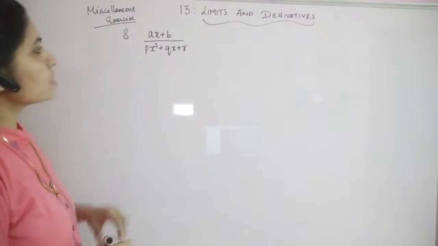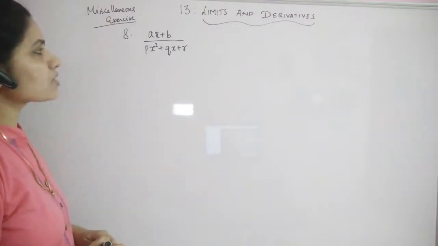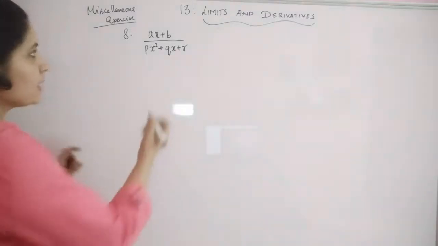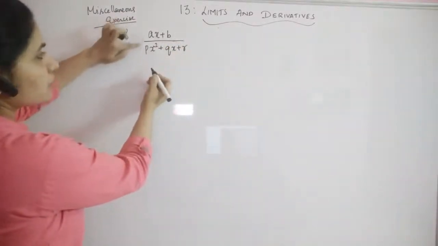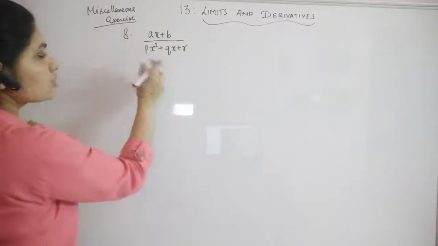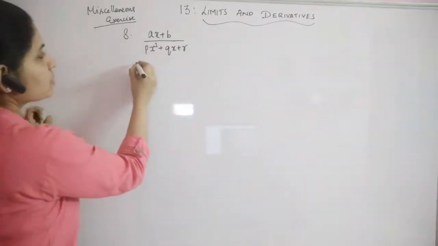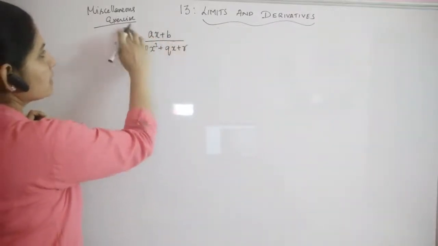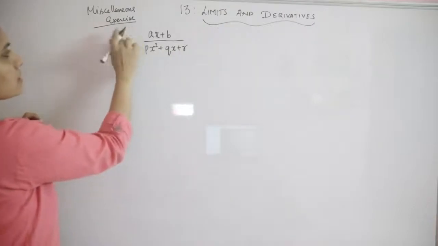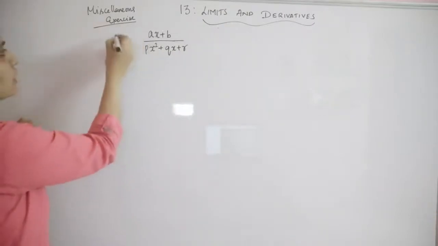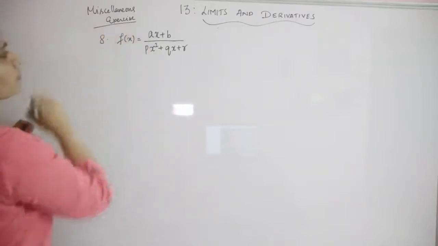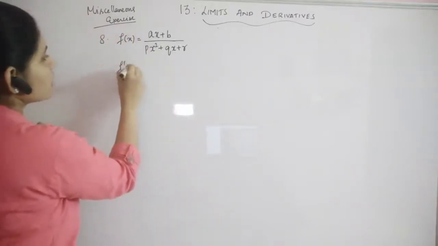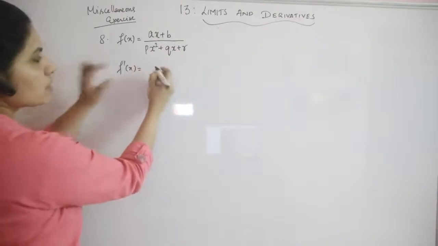So the eighth question is (ax + b) / (px² + qx + r), and you have to find out the derivative. This is of quotient form, so we can use the quotient rule. Suppose this is f(x), we will take the question as f(x), or you can say y also. So f(x) is equal to this, and you have to find f'(x). What is it equal to?